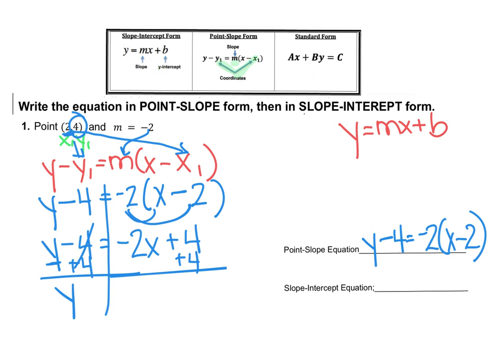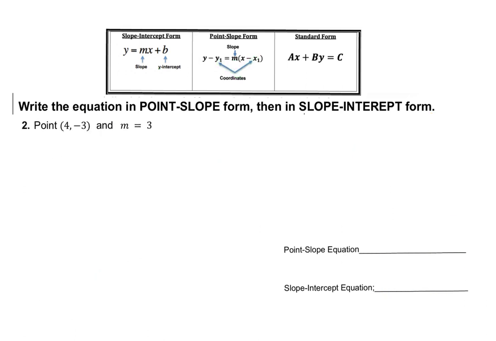And we're going to have y equals -2x plus 8. And now we have the slope and we have the y-intercept in the slope-intercept equation, which is y equals -2x plus 8.